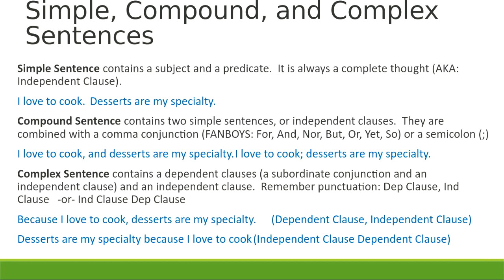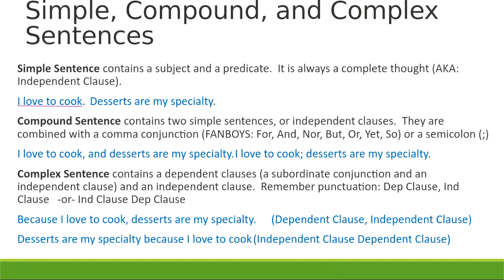A simple sentence is going to have a subject, it's going to have a predicate, and it's going to be a complete thought. We also call these things independent clauses. So "I love to cook" is a simple sentence. Our subject is I. What do I love to do? I love to cook. Love to cook is my predicate. "I love to cook" is a complete thought.